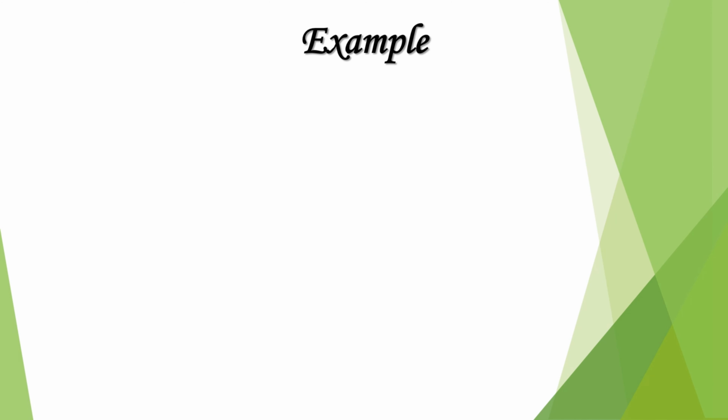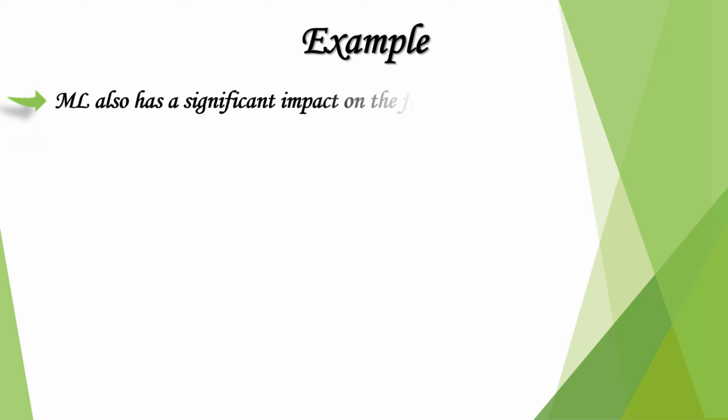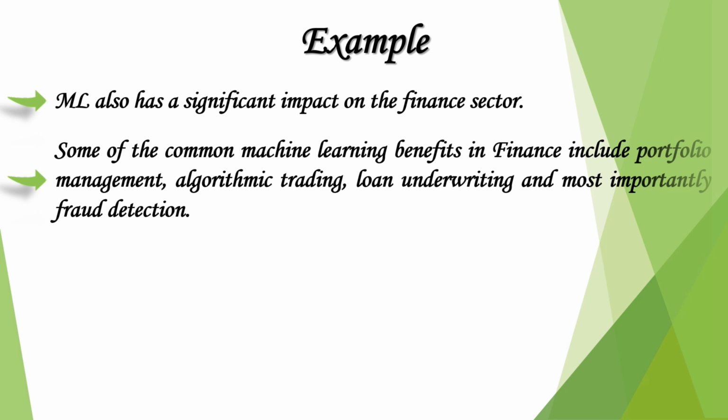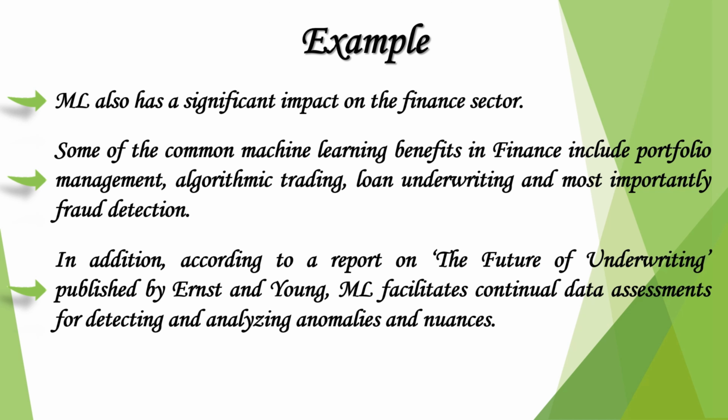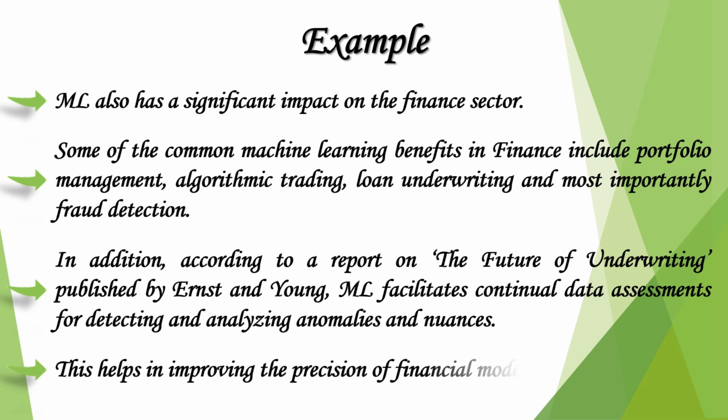Example: ML also has a significant impact on the finance sector. Some of the common machine learning benefits in finance include portfolio management, algorithmic trading, loan underwriting, and most importantly, fraud detection. In addition, according to a report on the future of underwriting published by Ernst & Young, ML facilitates continual data assessments for detecting and analyzing anomalies and nuances. This helps in improving the precision of financial models and rules.